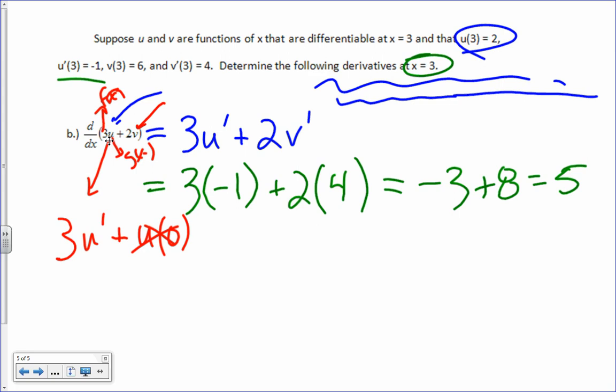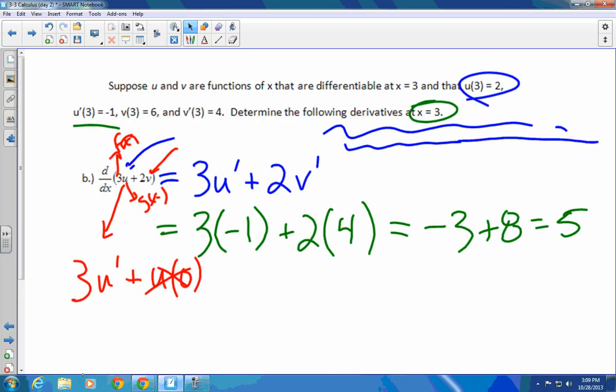Do you understand why it's v prime and u prime? A lot of people think the answer to this one is just 3 plus 2, because you just take the derivative, but you have to take the derivative of that function that you've never seen. I don't know what it is. It's not a variable, it's a function. There's a difference. Okay. Questions on the product rule?